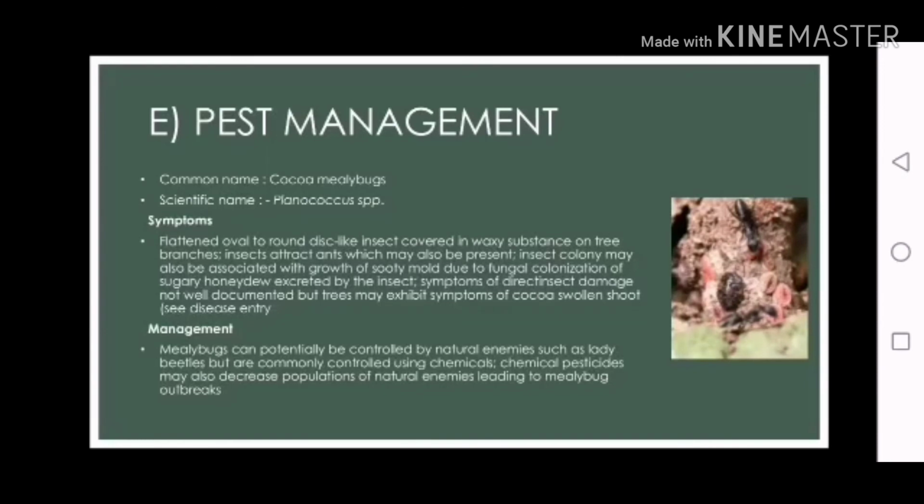Mealybug can potentially be controlled by natural enemies such as lady beetles, but we commonly control using chemicals. Chemical pesticide may also decrease the population of natural enemies, leading to mealybug outbreak.